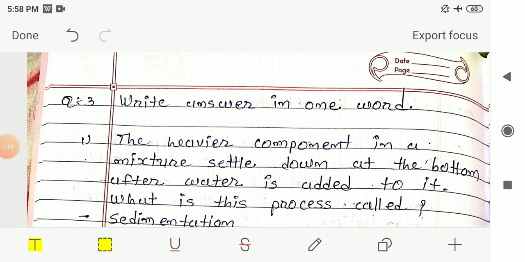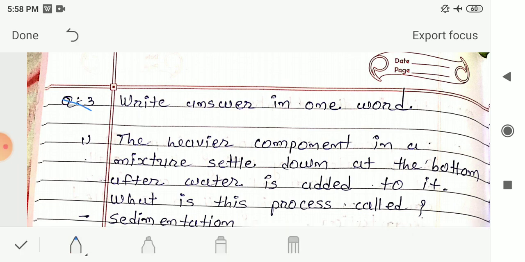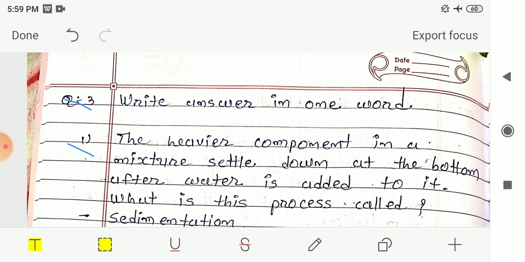So here question 3 is given to you. Write answer in one word. In that first one: the heavier components in the mixture settle down at the bottom after water is added to it. What is this process called? So the process of settling down the heavier particles in a mixture is known as sedimentation. So here your answer is sedimentation.